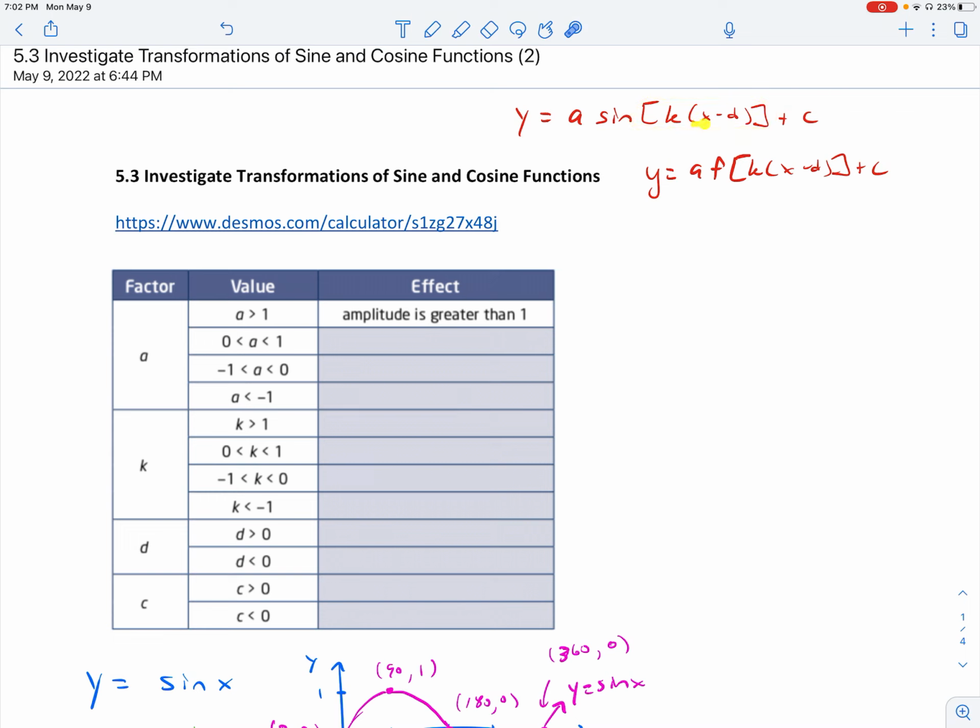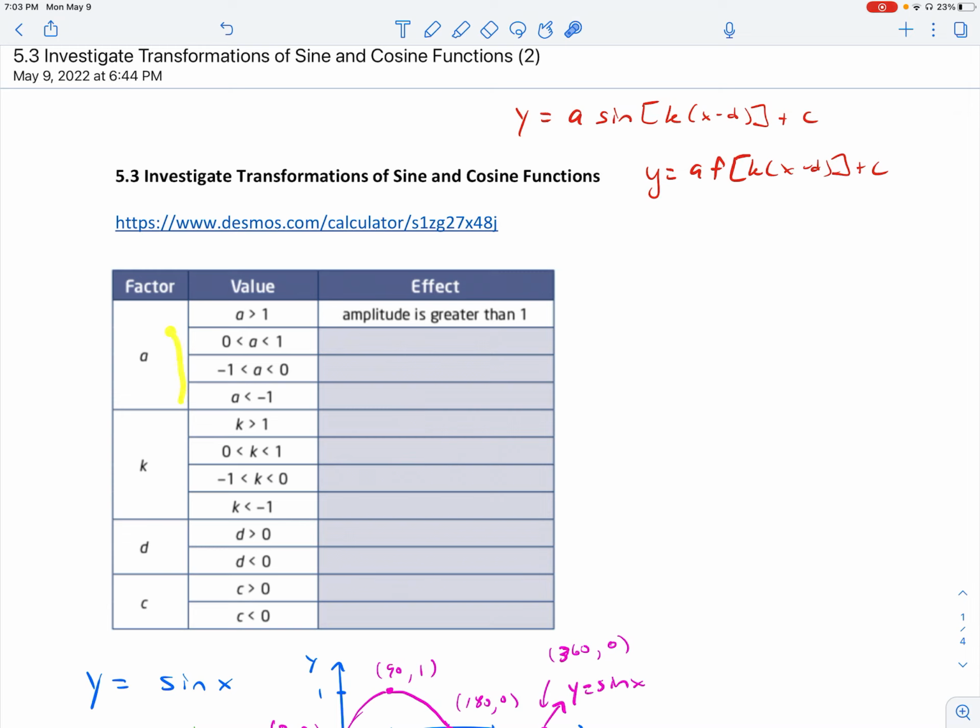Well, instead of just having x for our angle, we have two transformations, k and d. This is going to affect things horizontally. Okay. After we do sine of this angle, we then multiply by a and add c. That just affects the y values. Okay. The nice thing about these is a, k, d, and c, they do the same thing that they've done for all the other functions.